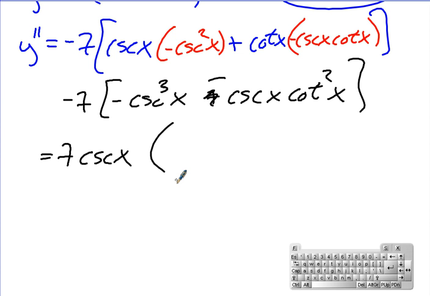If I'm dividing away a negative, cosecant squared x minus cotangent squared x becomes plus, right? Because I'm taking the negative out. And that's it.